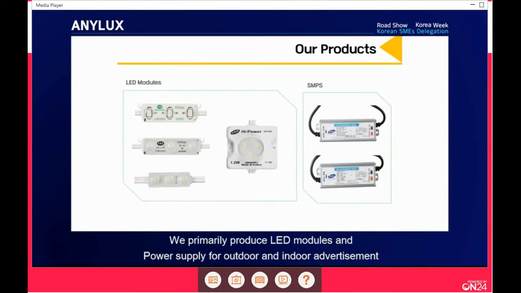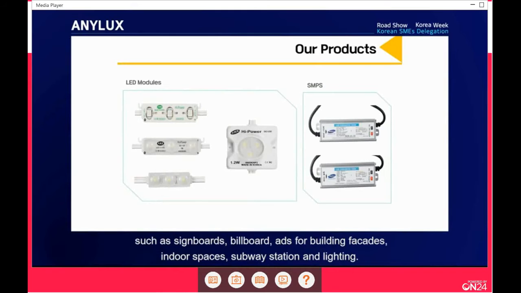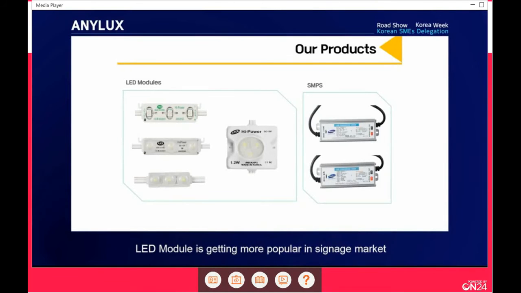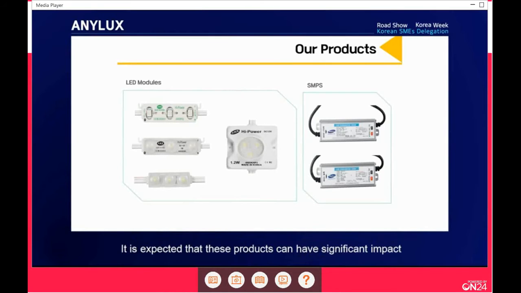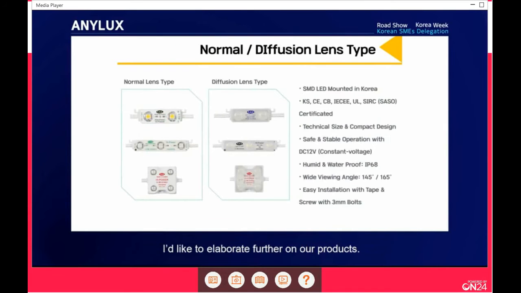We primarily produce LED modules and power supplies for outdoor and indoor advertisements such as signboards, billboards, ads for building facades, indoor spaces, subway stations, and lighting. LED modules are getting more popular in the signage market, and you need to change your solution with LED modules to upgrade your business. Moreover, the LED module is designed with DC 12-volt power, and it can be used in combination with various power sources such as batteries and transformers. It is expected that this product can have a significant impact on areas suffering from insufficient lighting like Africa. I'd like to elaborate further on our products.